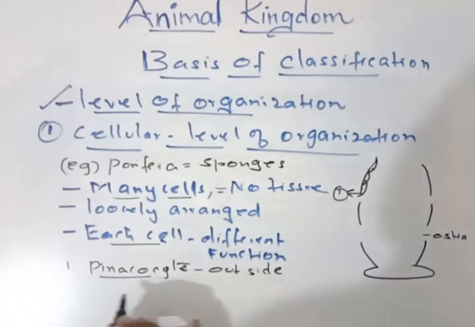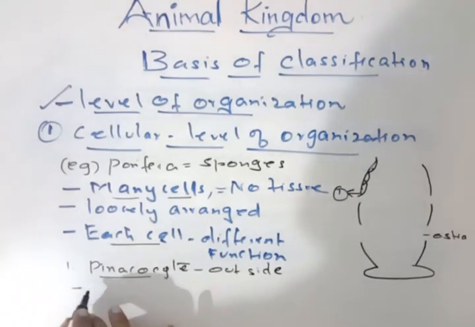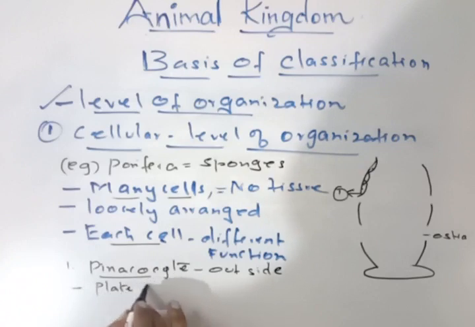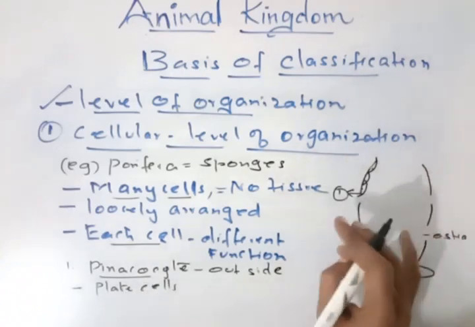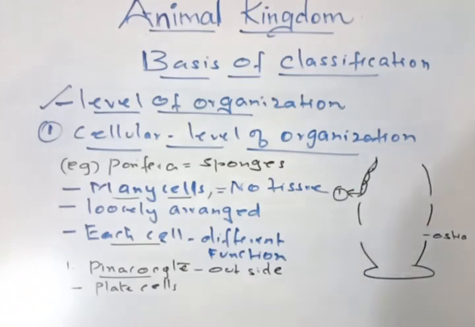Now what is the role of this pinacocyte? The cell is present in the form of plate-like cells. The very important function of this pinacocyte is to maintain the size and the structure of sponges. The sponge shape, everything, is maintained by this pinacocyte. So that is point number 1.